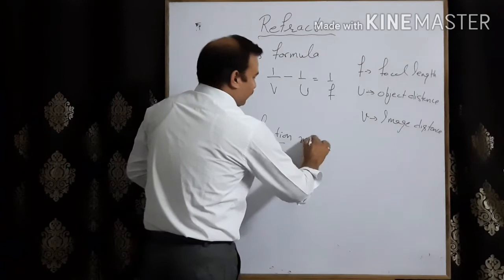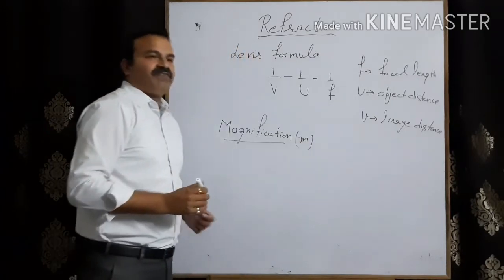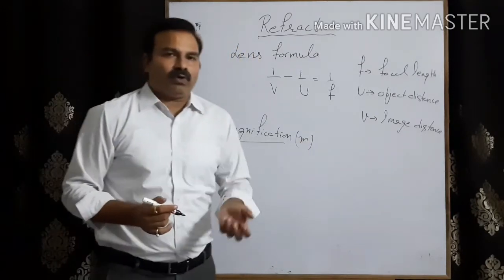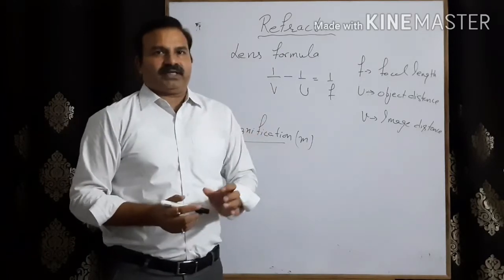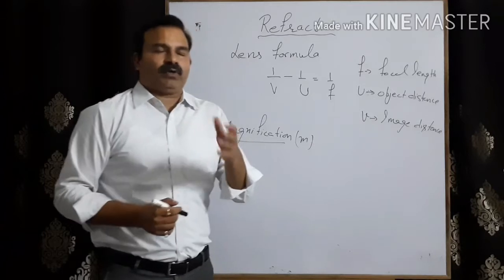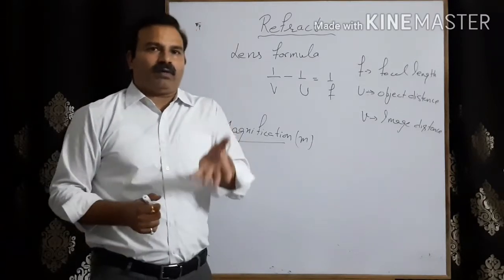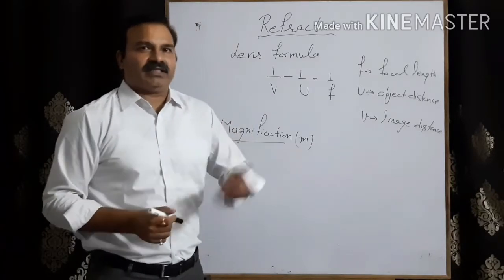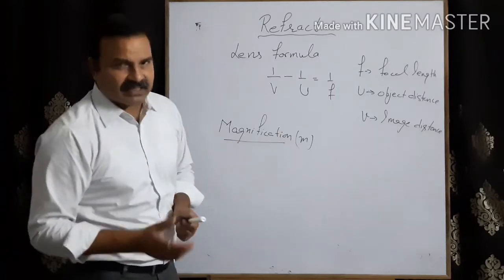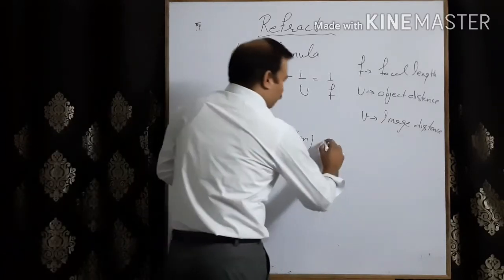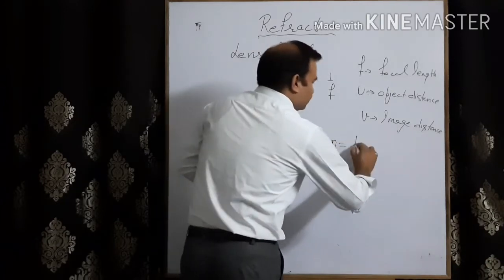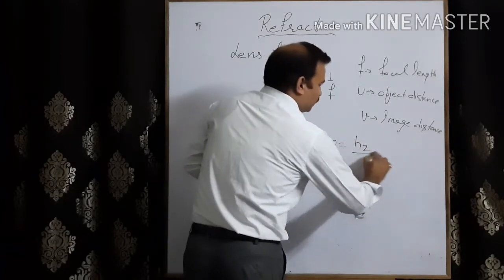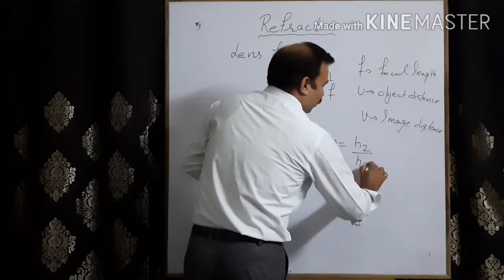Magnification is represented by small m. Magnification means how many times larger or smaller the image is compared to the object. If it comes as a whole number or a fraction greater than 1, then the image is magnified. If it is less than 1, then it is a smaller one. So magnification m is equal to the height of the image upon the height of the object.